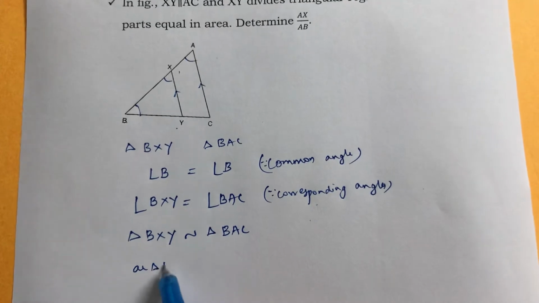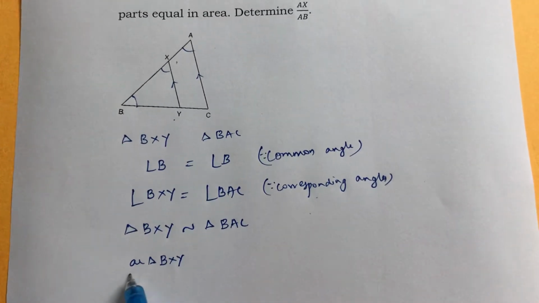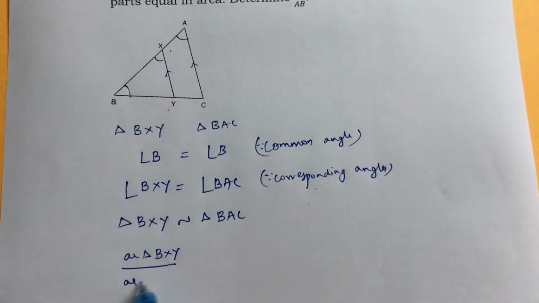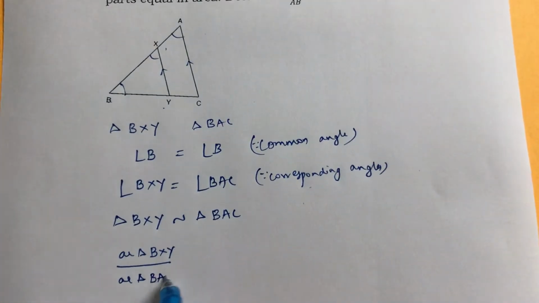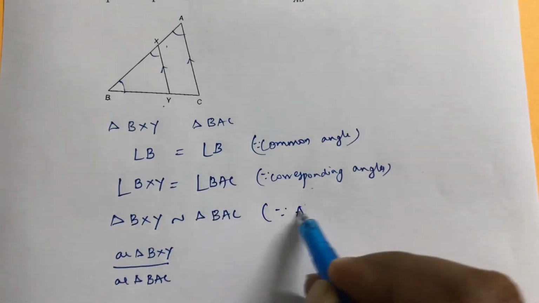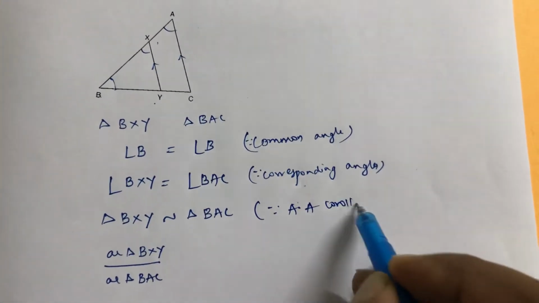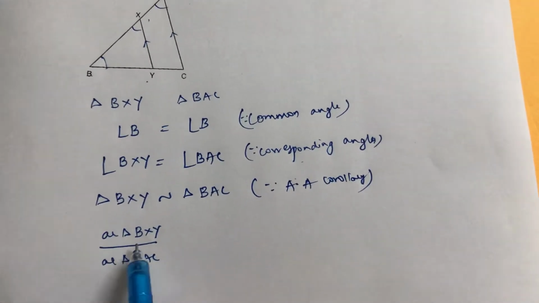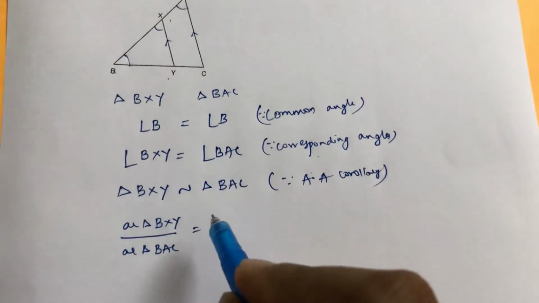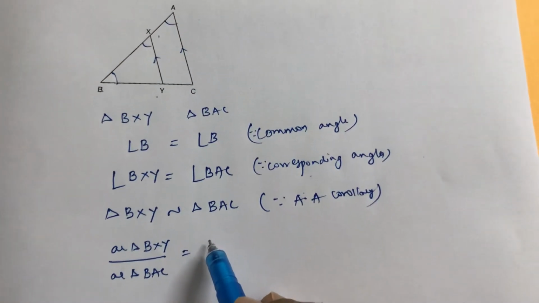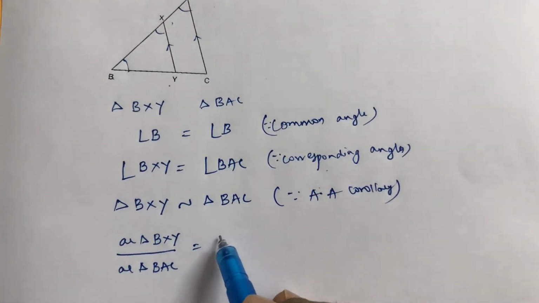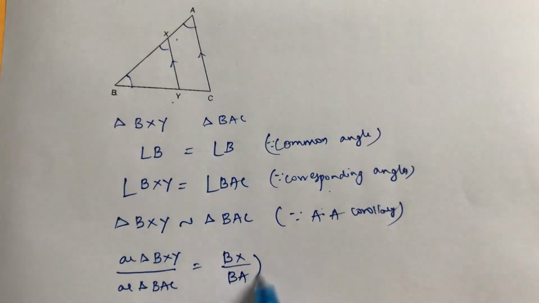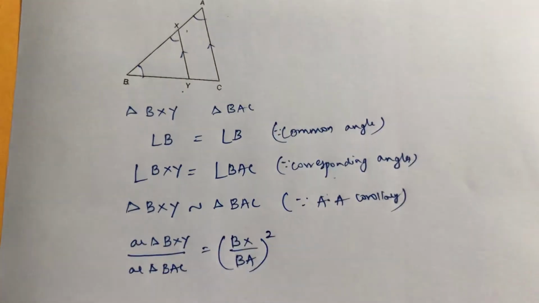Area of triangle BXY, because of the areas theorem: the ratio of the areas of two similar triangles. Here these two triangles are similar by the angle criterion. So the ratio of the areas of two similar triangles is equal to the ratio of the squares of the corresponding sides, like BX by BA whole square.